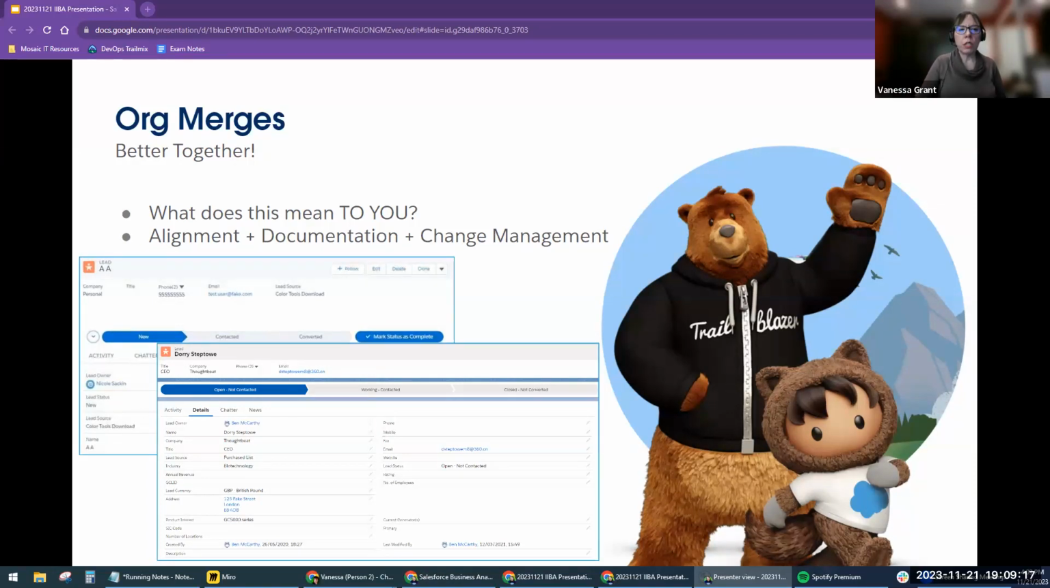So really, really important: alignment, documentation, and change management for these things, because it's a whole dance of, all right, when are we going to turn this org off? When are we going to turn this one off? When are we going to turn this one on? Which teams are moving when? Those projects get really, really hairy. They can go sideways really quickly. So it's really important to be detail oriented for these org merges.